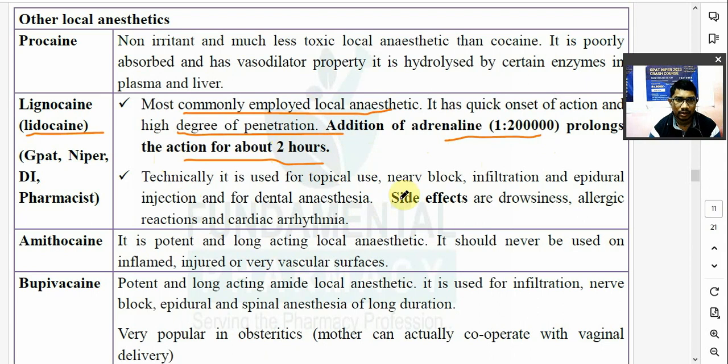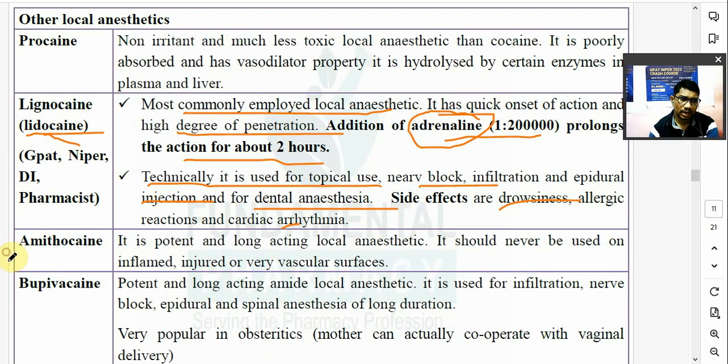Okay. Because what is adrenaline? It is a vasopressor, it constricts the blood vessels, because of which its absorption decreases. So it will delay the absorption and ultimately prolong the duration of action. Technically it is used for topical use, like nerve block, infiltration anesthesia, epidural injection for the dental anesthesia. Side effects of lignocaine can cause drowsiness, allergic reaction and cardiac arrhythmia.